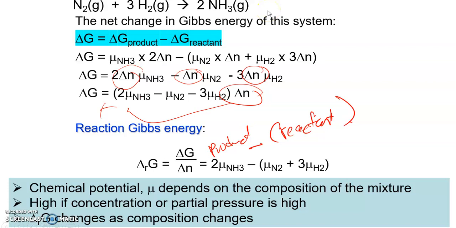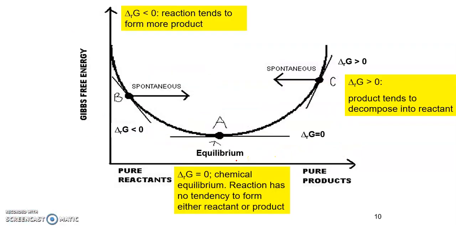So from our equation, we can state that the chemical potential, mu, depends on the composition of the mixture. The amount will depend on the composition of the mixture, and if the concentration or pressure is high, our delta G will be high. It depends on the concentration of our species, and our delta Gibbs energy will change as the composition of the reactant or product changes.